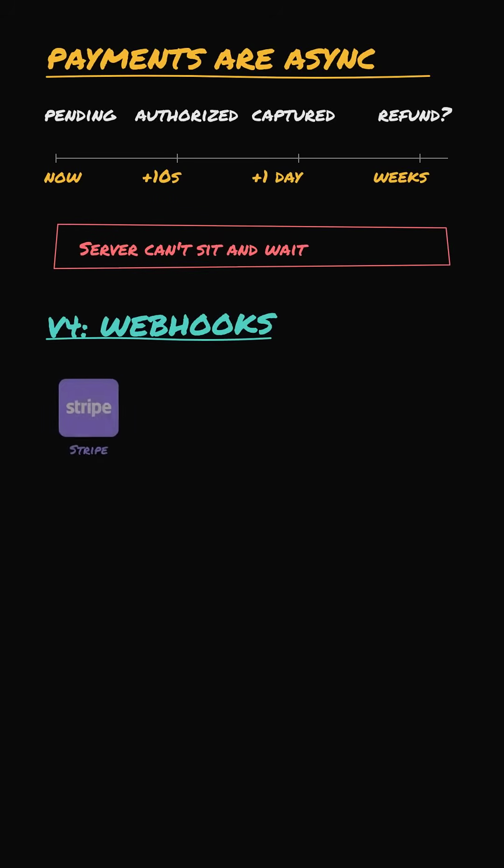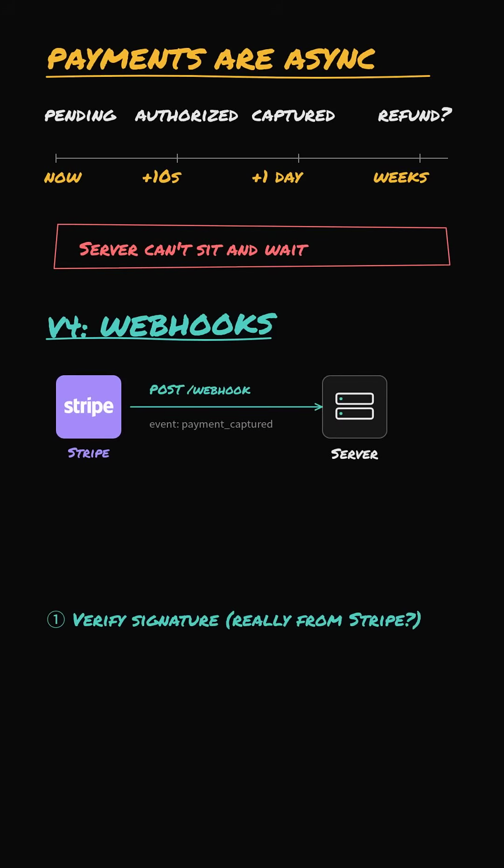Version 4, webhooks. Stripe uses webhooks to reach back to your server. Whenever a payment status changes, Stripe sends a message to your server. Your server checks the signature to confirm the message is really from Stripe, checks the event ID so you don't process the same event twice, and adds a new row to your ledger.